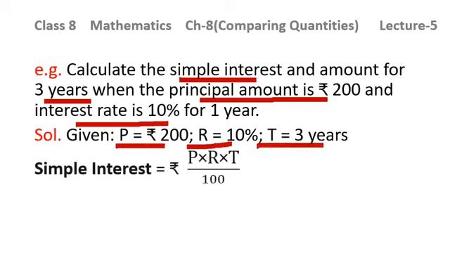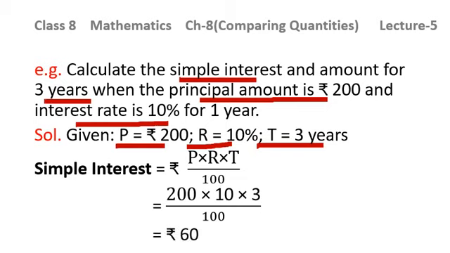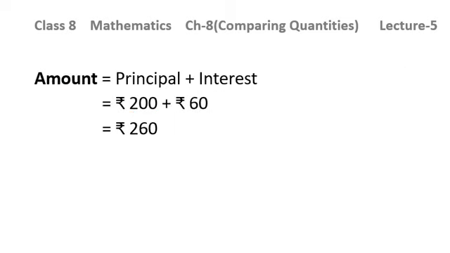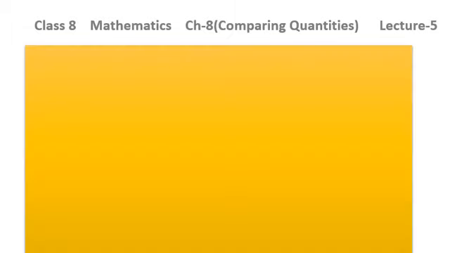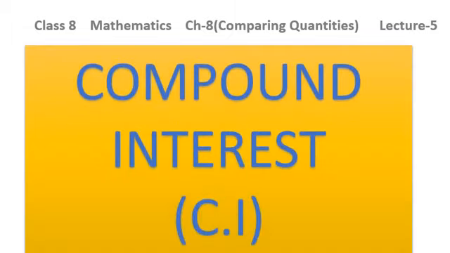We know the formula, that is simple interest is equal to rupees P into R into T over 100. Putting the values, 200 into 10 into 3 over 100, that will give you rupees 60. So the simple interest is rupees 60. And now we need to find the amount also. For the amount, we need to add principal and interest because that is the total amount paid to the money lender. So it will be principal plus interest, that is rupees 200 plus rupees 60, that will be rupees 260.